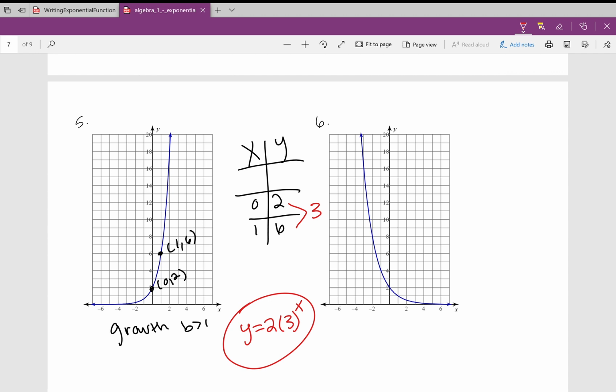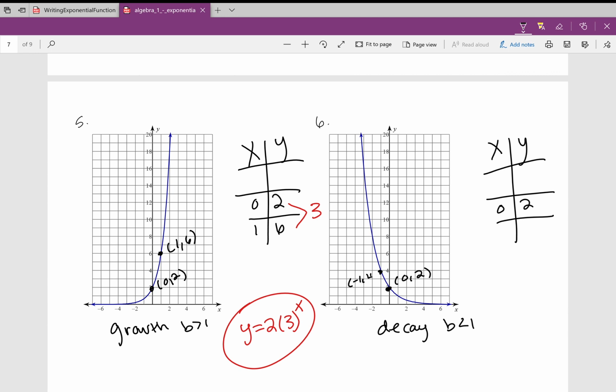Okay, go ahead and work on number 6. Okay, this is what you should have got for number 6. Remember, your first step is to determine if it's a growth or a decay. Well, you should have mentioned that it was a decay, so b has to be less than 1. Then you create your table, and then find your y-intercept. So right here, your y-intercept is 0, 2. And then another point you could find right here is at -1, 4.